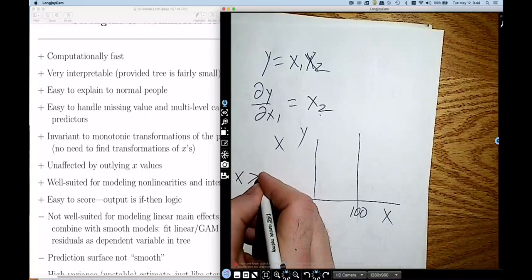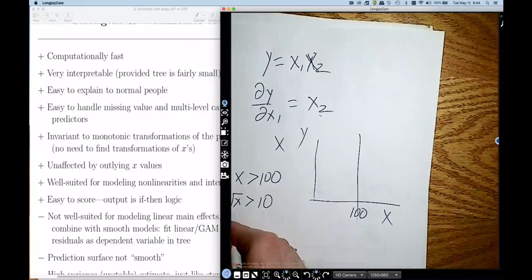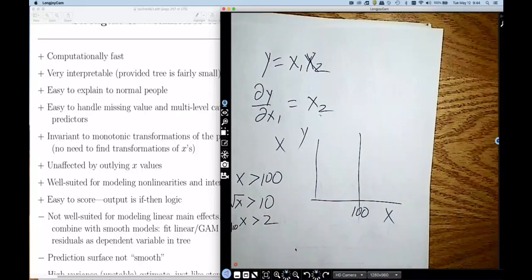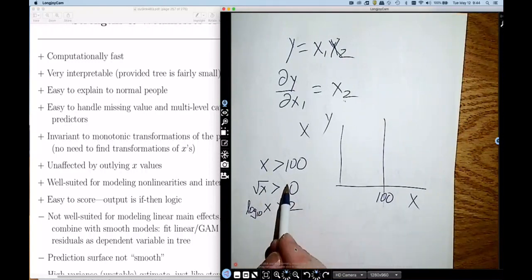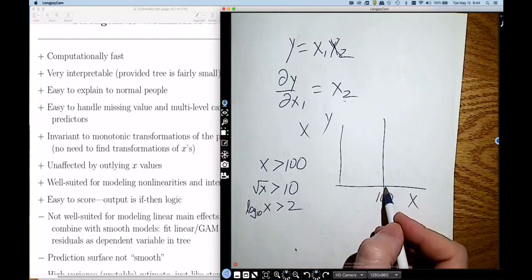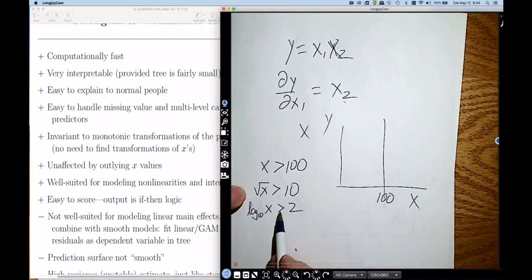So x greater than 100 is the same as the square root of x greater than 10, which would be exactly the same thing as the log base 10 of x greater than 2. So all 3 of those cuts would be the same. It doesn't matter if I take any monotonic transformation of x, that split is the same. All the points that have x greater than 100 would also have the square root of x greater than 10, would also have the log of x base 10 greater than 2. So all of these are describing the same split.